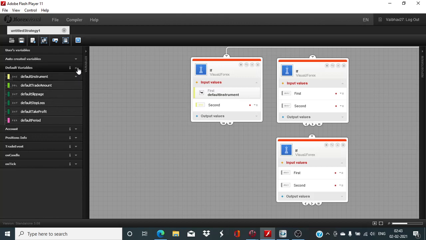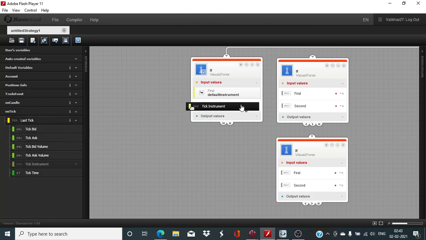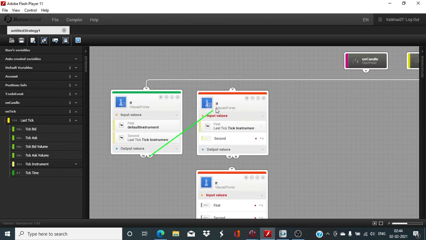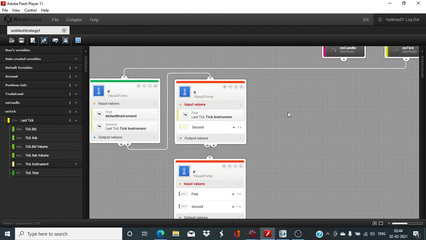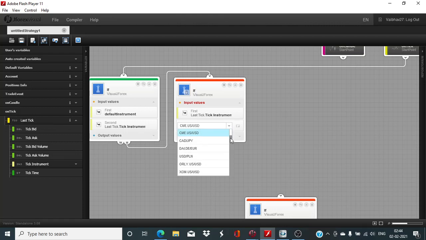And with it we need on tick instrument. So the tick instrument should match the default instrument, and then the default instrument should be equal to USD JPY. Here we need to define the currency instrument. Okay, I got this.